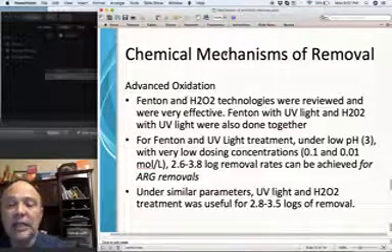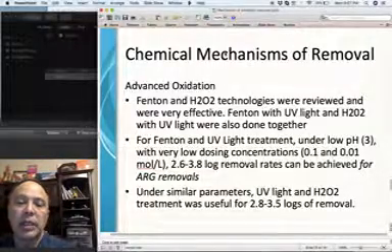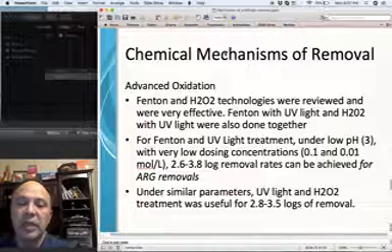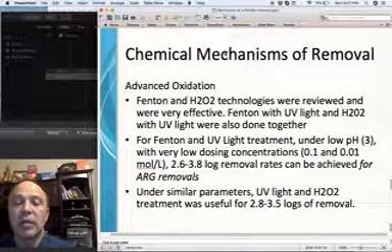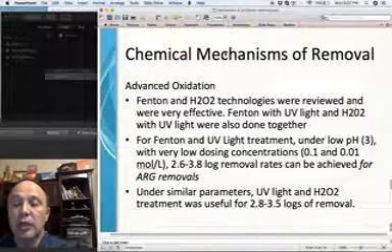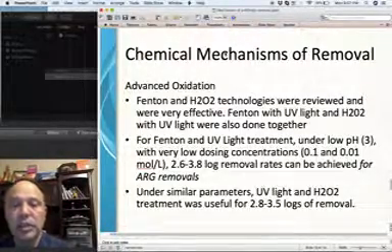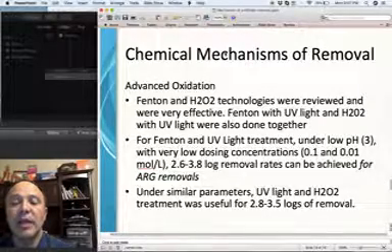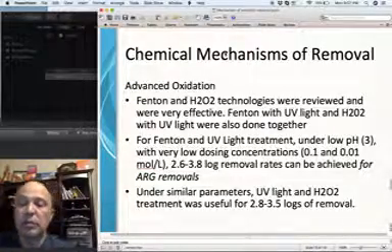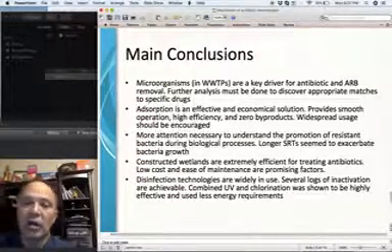So for advanced oxidation, I looked into Fenton and hydrogen peroxide technologies, as well as using these technologies with UV light. So for instance, using Fenton and UV light treatment, and when you control for parameters such as pH and dosing concentrations, up to 3.8 log removal rates. And similarly for UV light and hydrogen peroxide, up to 3.5 logs of removal.